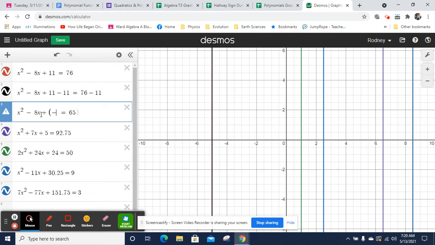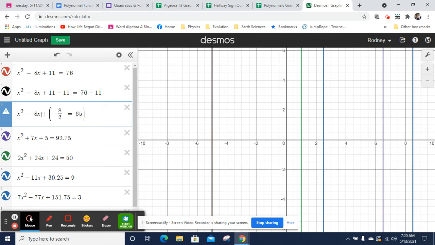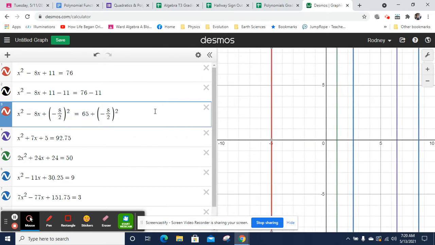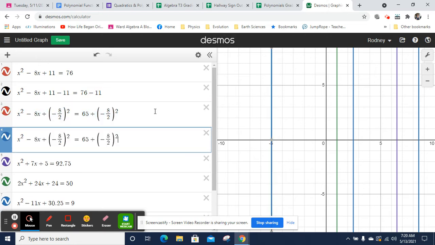Technically it's negative 8 over 2. And then I'm squaring that. And of course, I'm going to do the same thing to the other side: negative 8 over 2 squared. And by the way, if you do it this way, you'll keep all your stuff organized. Do it one step at a time. I'm going to copy paste that and put it in here. Now we'll clear up what this negative 8 over 2 is. So negative 8 over 2 is negative 4. And when we square negative 4, that's 16.